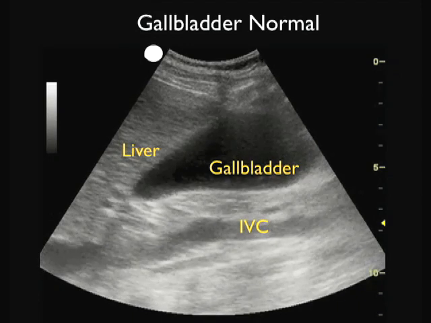I'm going to still the image down here, and we see the fundus of the gallbladder towards the right and the neck of the gallbladder towards the left. Recall that stones that get impacted at the neck of the gallbladder can cause acute biliary colic and, worst case scenario, acute cholecystitis. But here we see the absence of any stones within this normal gallbladder.